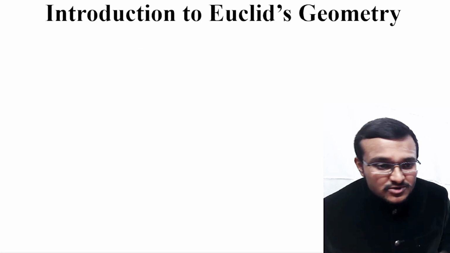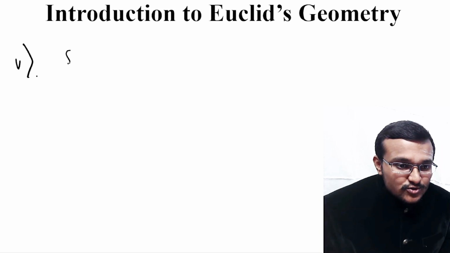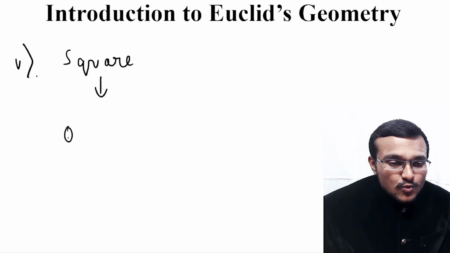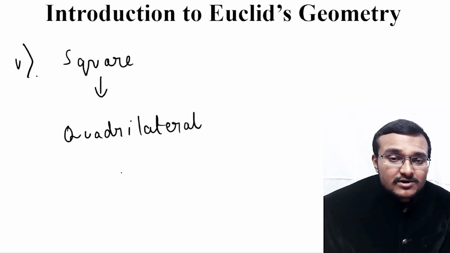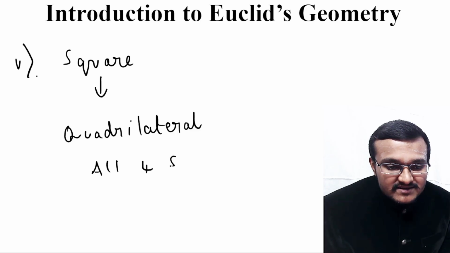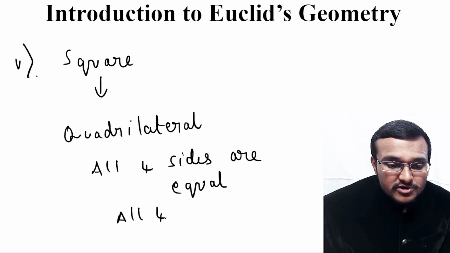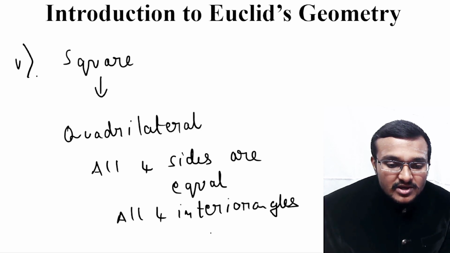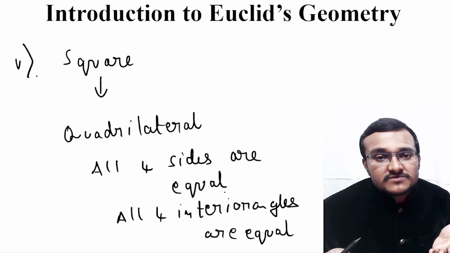So this is just one observation you can make while writing definitions for these terms. Now you have to define a square. A square is a quadrilateral where all four sides are equal, and all four interior angles are also equal to each other. So this is the definition of a square.